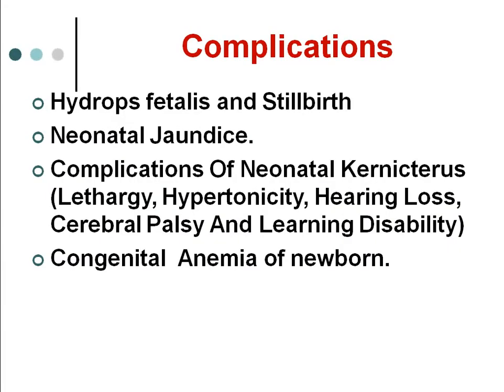So what happens if this isoimmunization occurs? The main and commonest complication is congenital anemia of the newborn. So the baby may be alive, but once it comes out, there is anemia because of the destruction of RBCs. So when the baby is born, you find the baby is severely anemic.